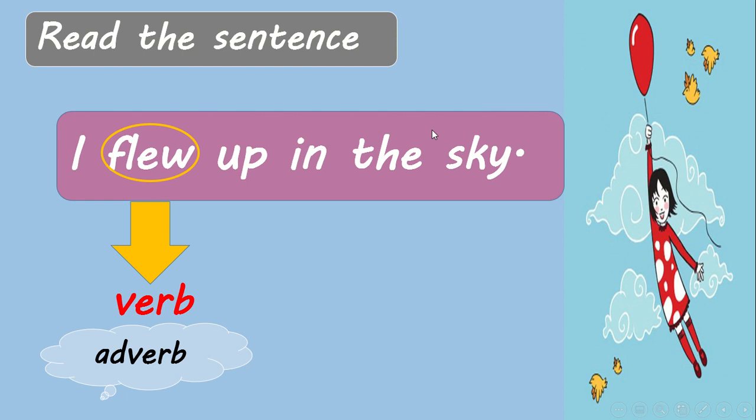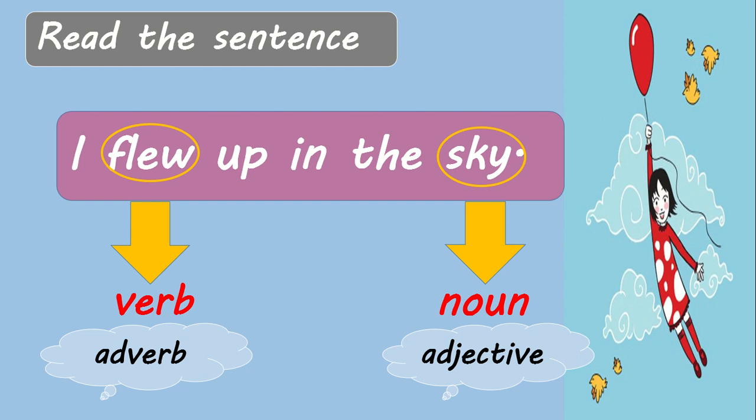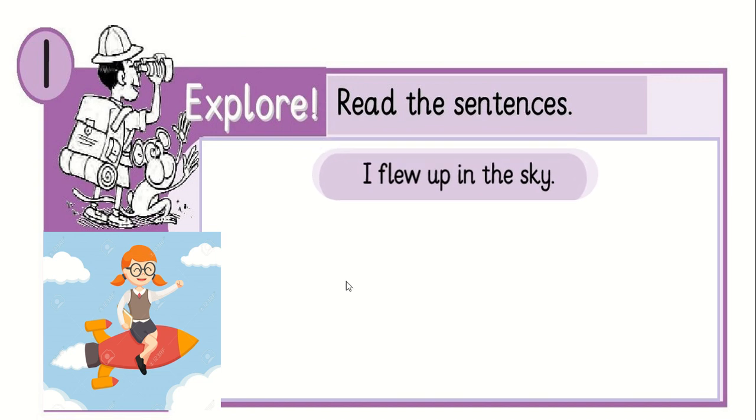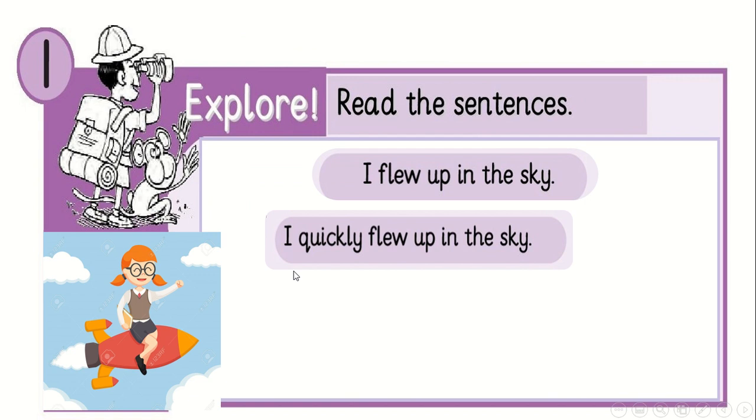Well done. Now look here, we have sky. Sky is a noun. Well done. When we want to make the noun better, we have to add an adjective. Well done. So adjectives describe nouns, but adverbs describe verbs. Well done. Good. Now let's explore and read the sentences here. Okay, we have already explored the sentence. What do we have here?